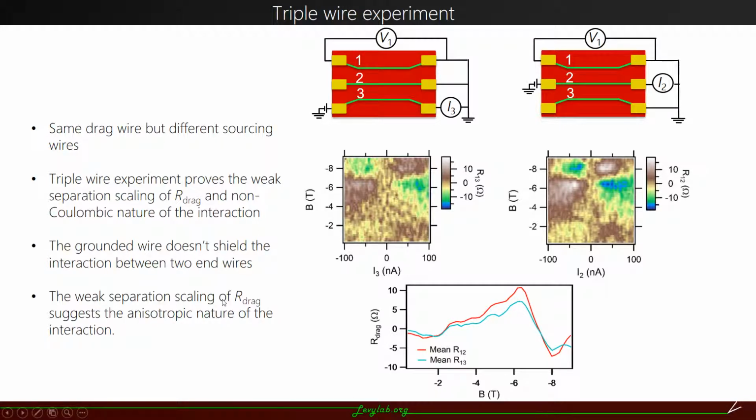The weak separation scaling of drag resistance also suggests the anisotropic nature of the interaction, because if the interaction is isotropic, as separation gets larger, we would expect less energy to be able to transfer between two nanowires, and we should have a stronger separation dependence.